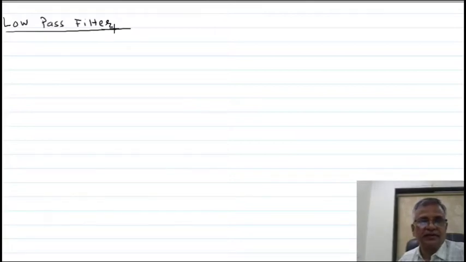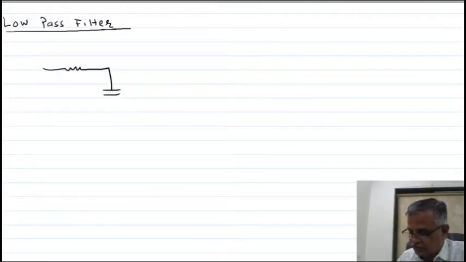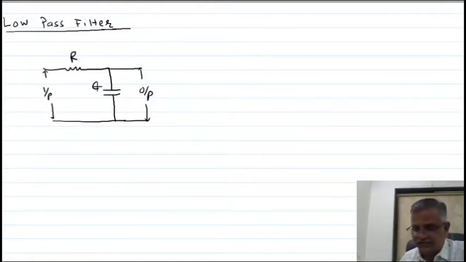You can prepare a passive filter using passive components like resistor and capacitor. The circuit diagram for a passive filter is as shown in the figure. This is your low pass passive filter using R and C.